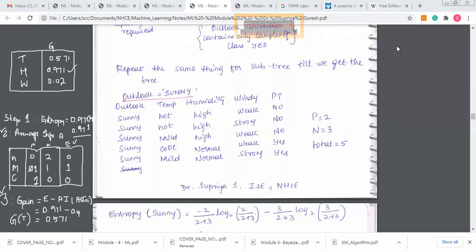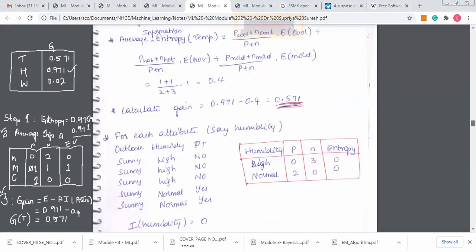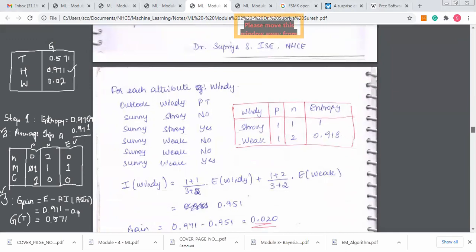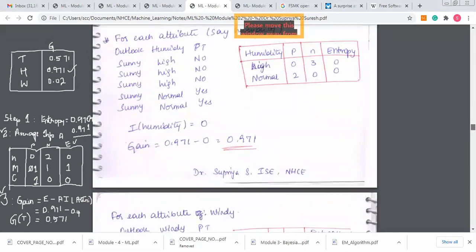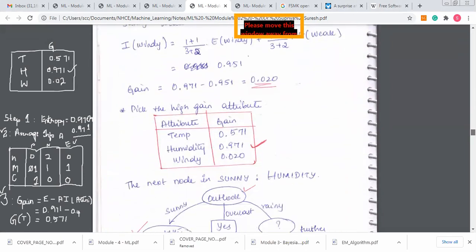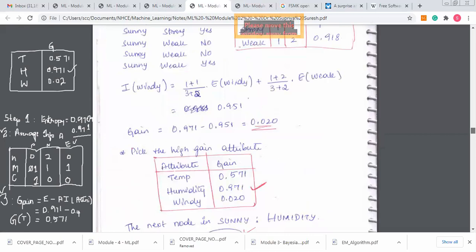So let's see how that looks. I hope your value is right, 0.571, and for windy, the gain for windy. Exactly. So we have the table and we got to know that humidity is the highest. So at the top node, now I'm going to write humidity. Now let's see whether it has any direct child nodes. So how do we check for the child nodes?